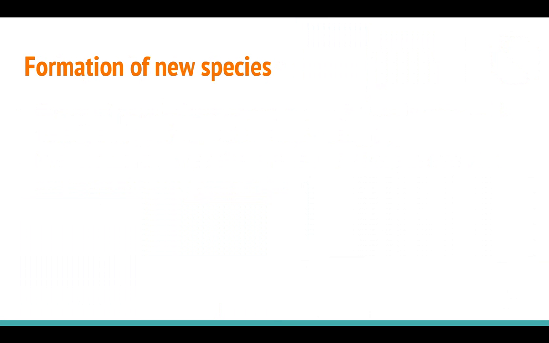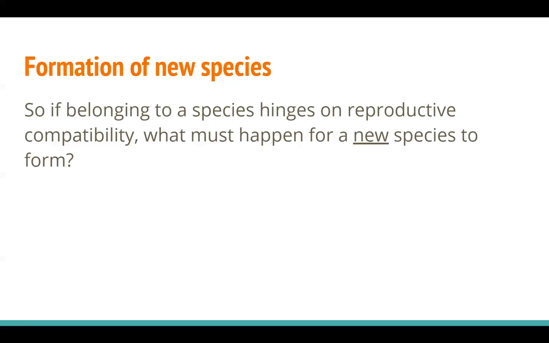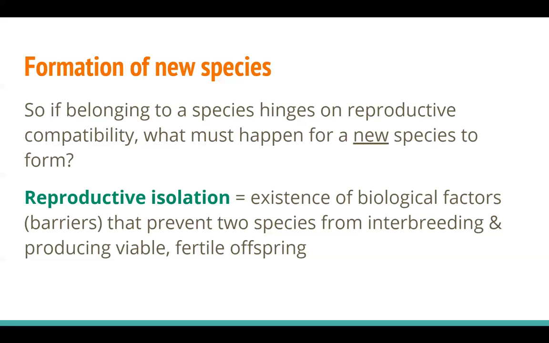So if the definition of what a species is hinges on this idea of reproductive compatibility, then in order for a new species to start to form, it has to become reproductively isolated. You have to have a population, a group of individuals, that somehow gets separated into two groups that no longer breed with each other.